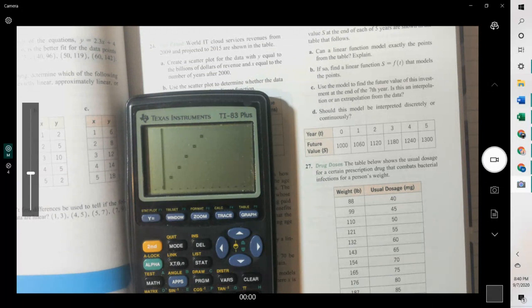If so, find the linear function. We want to use S for f of t. So we're using S as y and t as x.